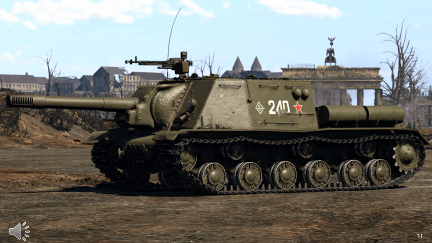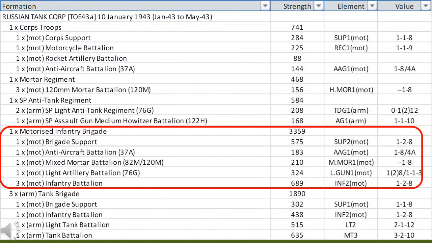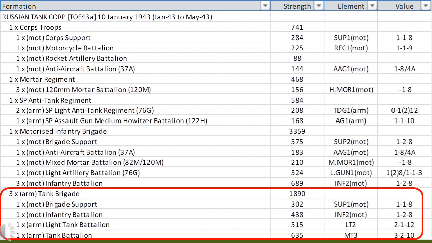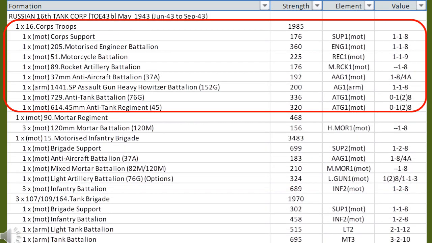In most cases, only a single battalion of these heavy self-propelled assault guns were attached to a corps, with no regimental structure included. The motorised infantry brigade remained much the same, however improved equipment and additional support formations did result in an additional increase in combat strength. The 3 tank brigades also remained much the same, although there was some very minor tweaking if you want to drill down into company and platoon level. This chart shows the 16th Tank Corps in May 1943, which would have been a typical corps which was involved in the Battle of Kursk.